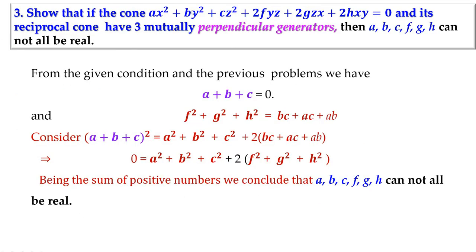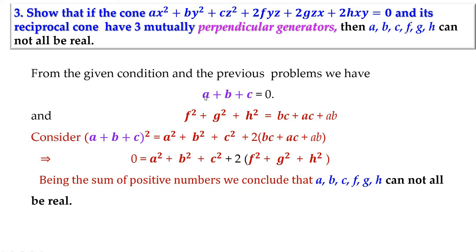Show that if the cone, this is the given cone, and its reciprocal cone have 3 mutually perpendicular generators, then the coefficients A, B, C, F, G, H cannot all be real. So from the given condition, what is the condition given? Both the cone as well as its reciprocal have 3 perpendicular generators. So that is the given condition.